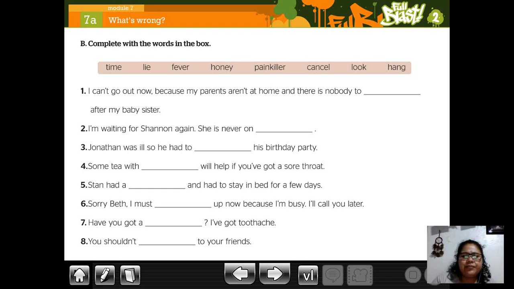Okay? Now, for example, number 1, I can go out now because my parents are at home and there is nobody to look after my baby sister. Remember that look after is the same as take care. Okay?